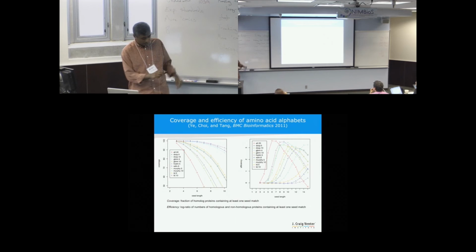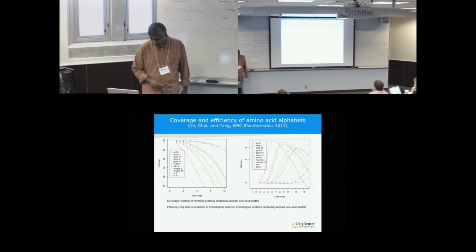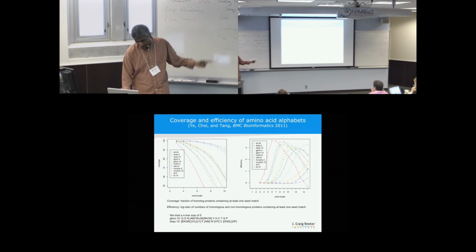In that paper, actually, this figure is from that paper, they looked at, for different reduced alphabets, what are called coverage and efficiency scores, and used that to pick which of these alphabets to go with. And we ended up playing with 2 of these alphabets, both of size 10.